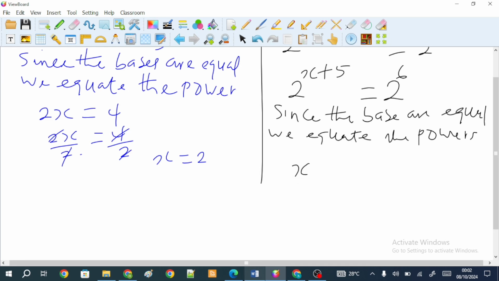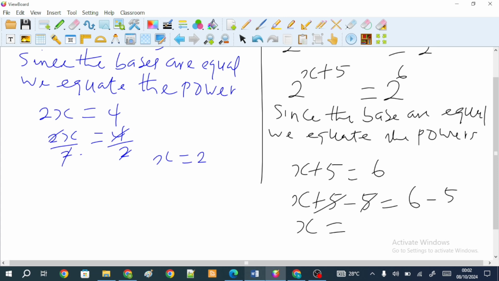So on the left hand side, the power is x plus 5. On the right hand side, the power is 6. Here we have x plus 5 equals 6, which is now a linear equation. It's no longer an exponential equation. So we subtract 5 from both sides. On the left, x plus 5 minus 5; on the right hand side, we have 6 minus 5. 5 minus 5 is 0, so x is equal to 6 minus 5, which gives us 1. So the answer is x equals 1.